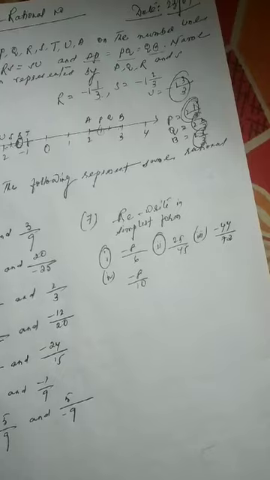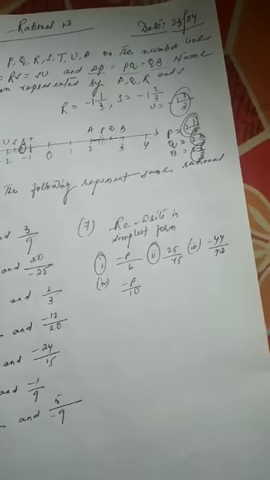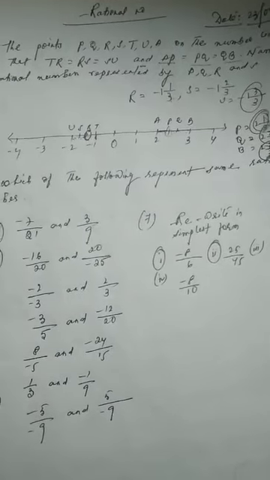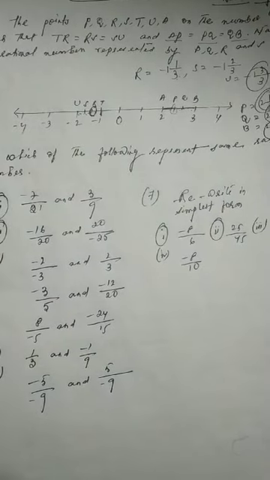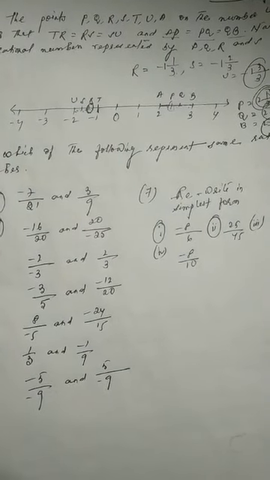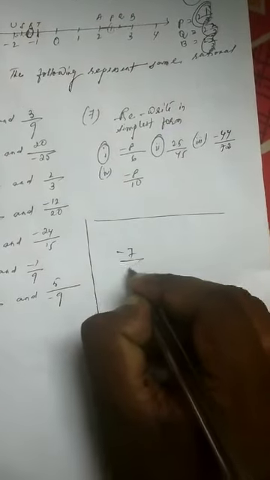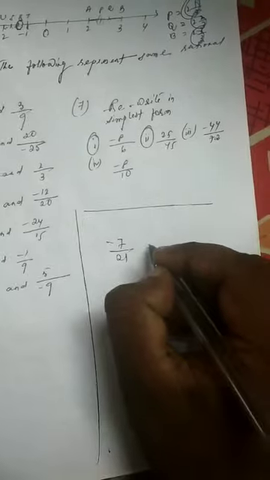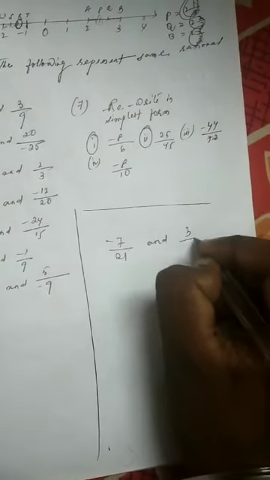So in the next question, question number 6, which of the following represent same rational numbers? I wrote some questions on my copy. These are -7 by 21 and 3 by 9. Let us have a discussion on that. We will check.